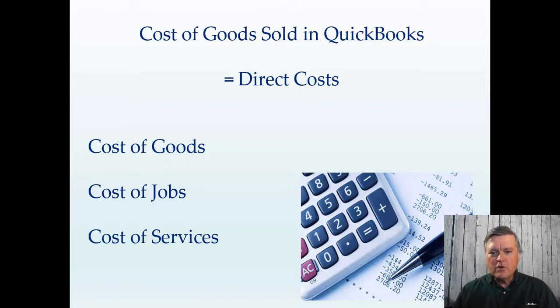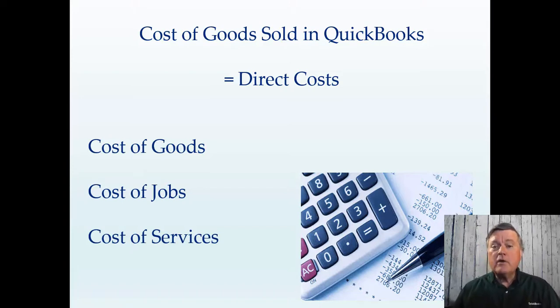QuickBooks uses the term cost of goods sold. That's a type of account. It is an expense account, but it's a special type of expense account. We use that for direct costs. So if I sold inventory in my business, the cost of that inventory is cost of goods. If I buy an item for $5 and I sell it for $10, when I sell that item, I have a cost of goods sold of $5, right?